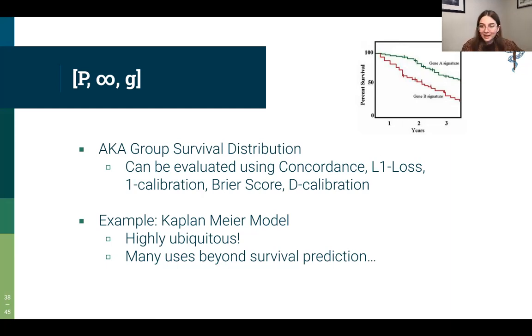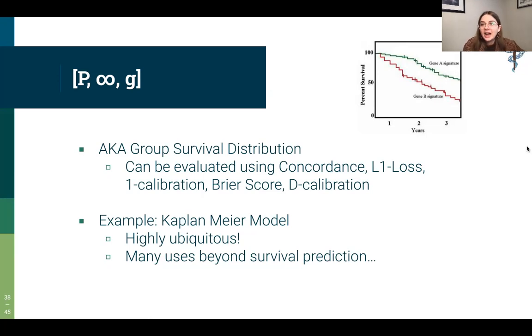Highly ubiquitous. This is everywhere. It was even in that previous example that I had just shown. It also has many uses beyond survival prediction. And I'll go into how these are generated. They're really actually quite simple. But what people will do is plot, say, 2 or 3 or whatever separate Kaplan-Meier curves, and you can do some statistical testing to see if those resulting curves are significantly different from each other.